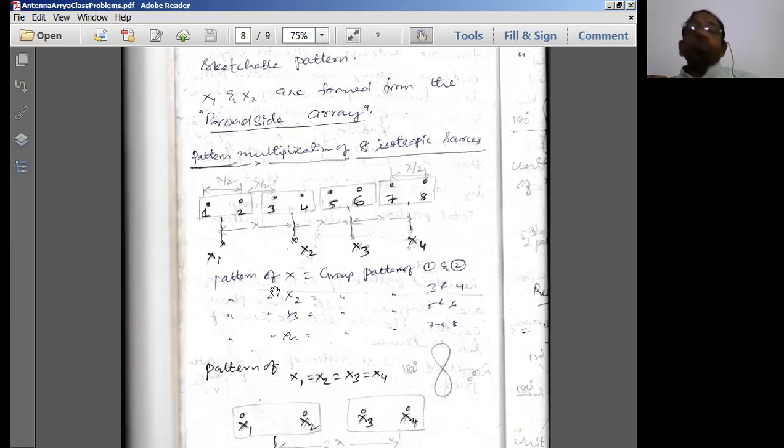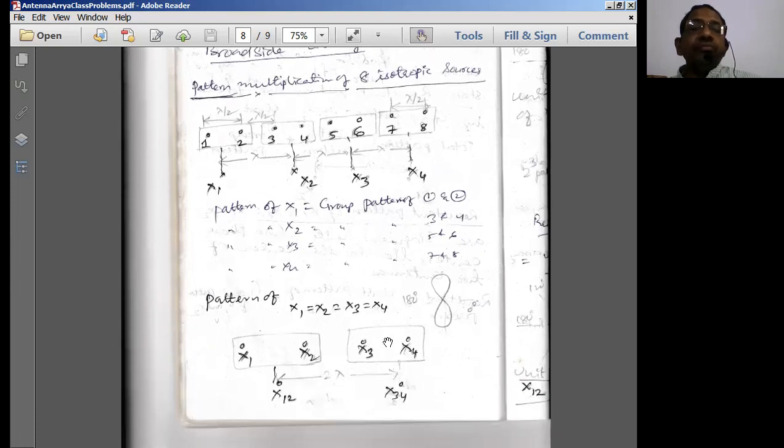In these 8 isotropic point sources, I have 8 antennas: 1, 2, 3, 4, 5, 6, 7, 8. So make the group 2 by 2 as a group: x1, x2, x3, x4. Each antenna is separated by lambda by 2. Therefore the distance between these two is going to be lambda, the distance between these two is going to be lambda, and the distance between these two is going to be lambda.